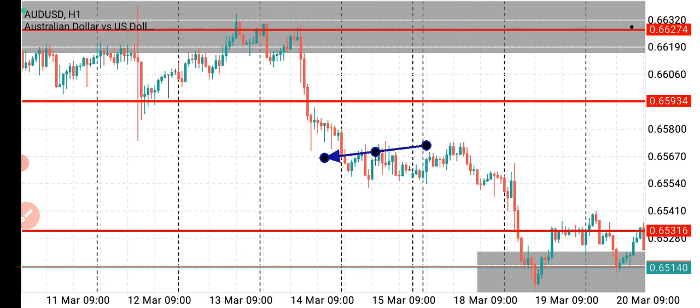Mark out your area of support, area of resistance, then your points of failure and points of reaction. Mark the chart up.